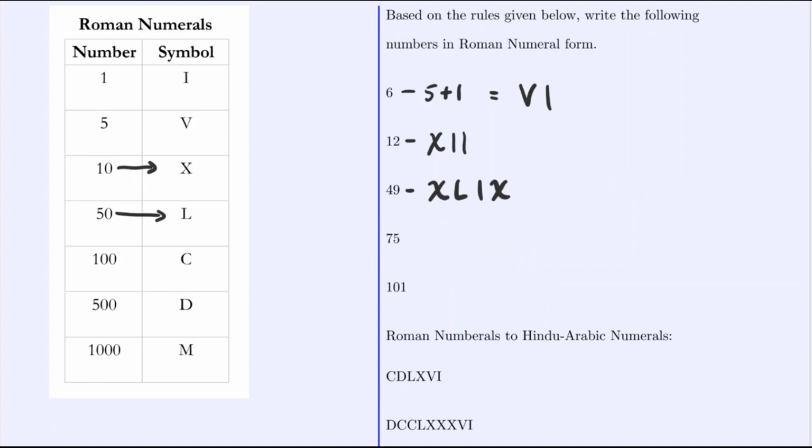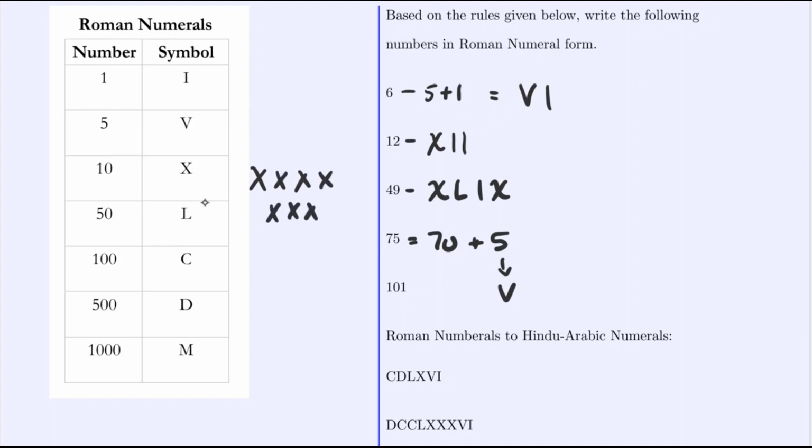Now for 75, we would think about how could we most efficiently get to 70, because that's going to be 70 plus 5. We know easily how to represent 5. 5 is just the V. So we just have to be able to represent 70. We don't want to write the X's 10 times. That would take a lot of space. Or sorry, 7 times, right?